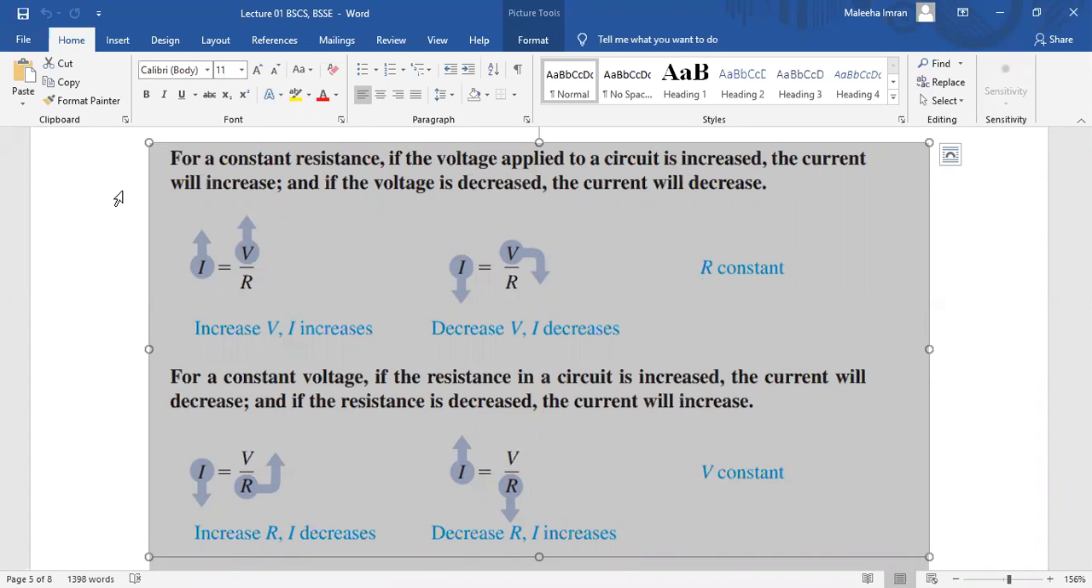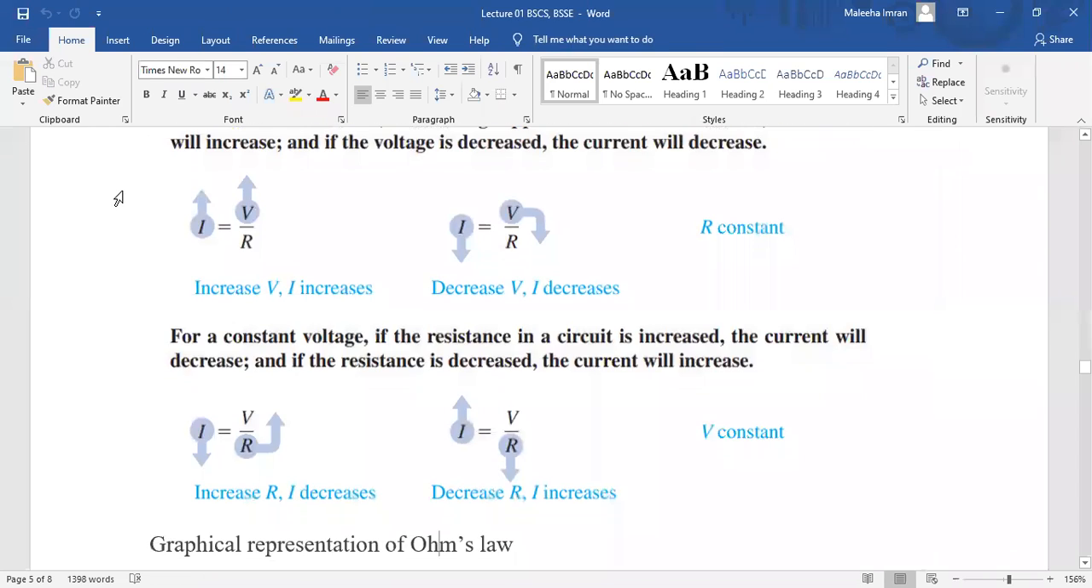And in the second expression, we also see that if V is kept constant, then I is inversely proportional to R. It means if R is increased, the current will decrease. And if R is decreased, current will increase. So this is Ohm's law.